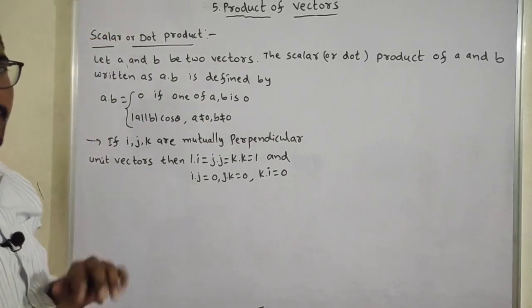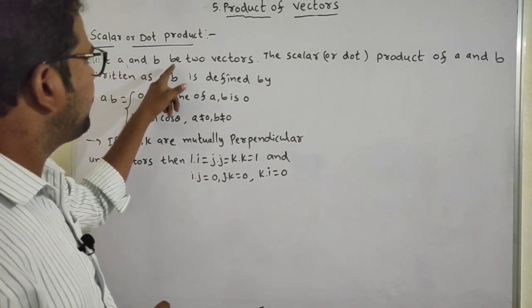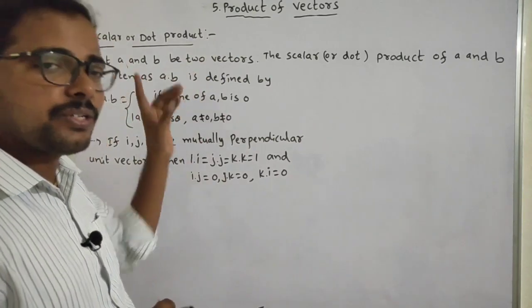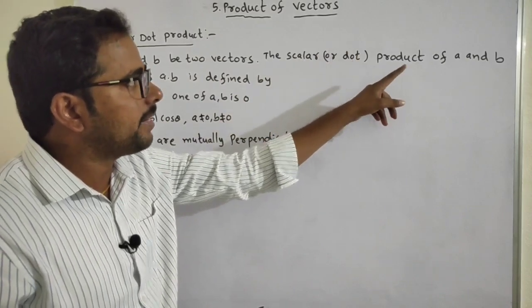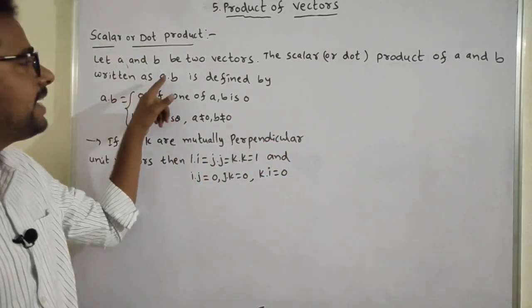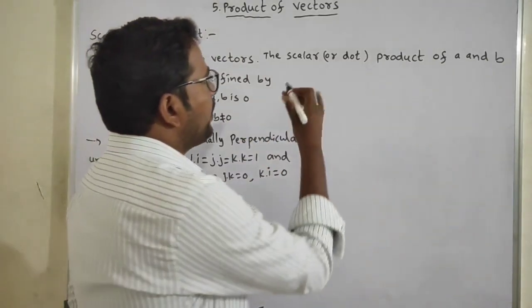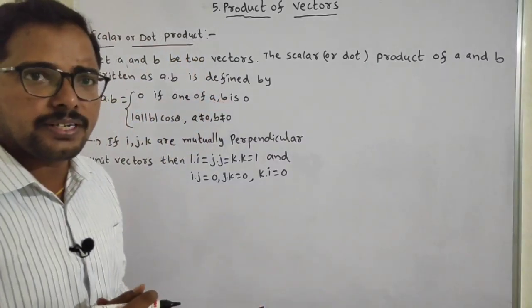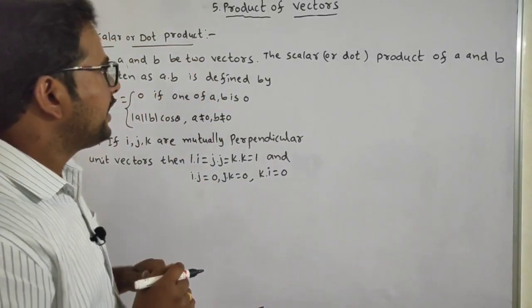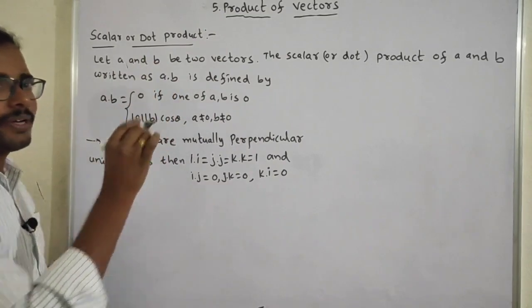Scalar or dot product. Let a and b be two vectors. The scalar or dot product of a and b is written as a dot b. We call it scalar product or dot product, and we write it as a dot b. Dot ఉంది దగ్గర మిడిల్ లో, డాట్ ప్రోడక్ట్ అనాలి.